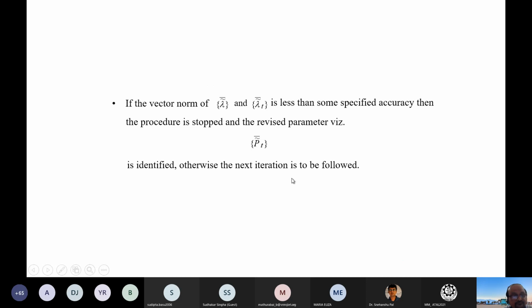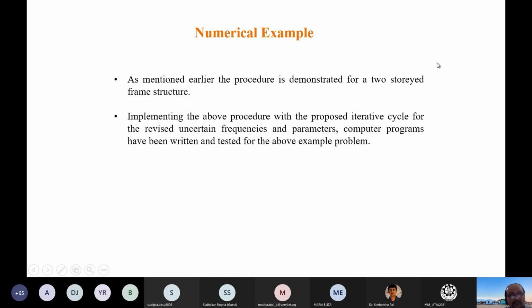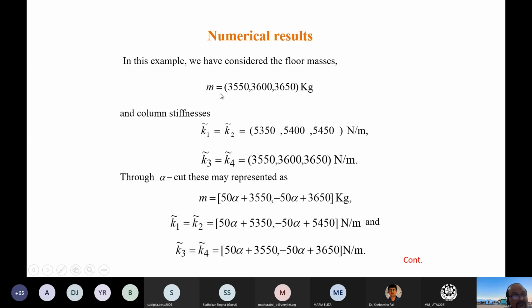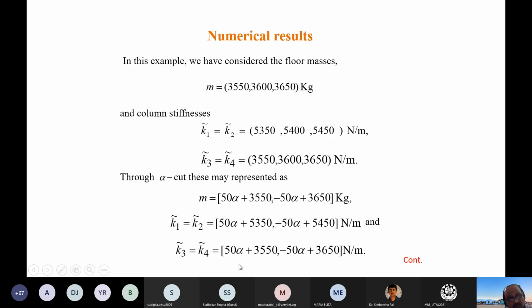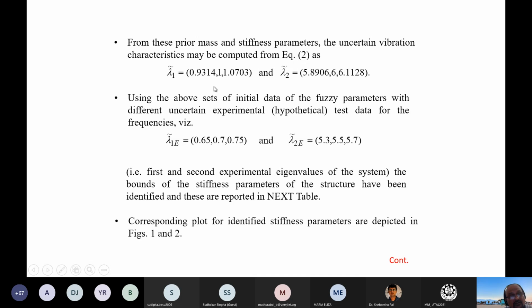So let us take the numerical example. A two-story frame structure I have shown. Here M as a TFN we have taken. K1 equal to K2 we have taken, and K3 tilde equal to K4 tilde. So these are again TFN. M and K I can write in terms of alpha cut. Then for the eigenvalues, because I have already mentioned how to find those eigenvalues with alpha cut, these are lambda 1 and lambda 2 in terms of TFN.